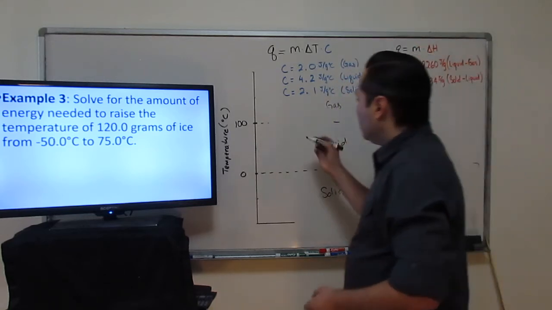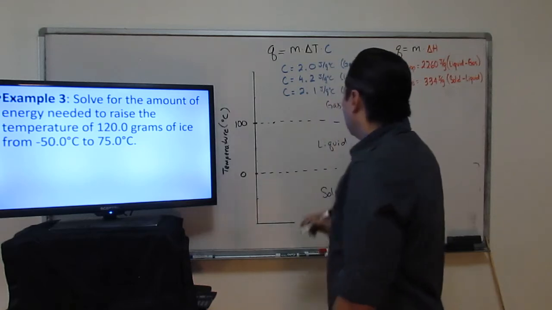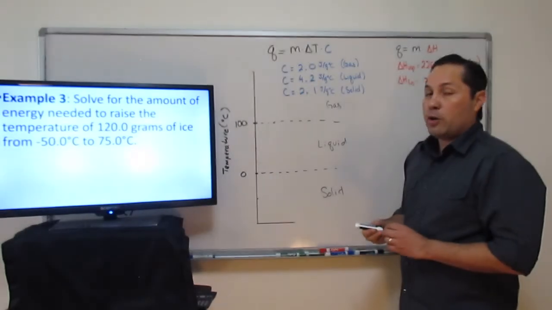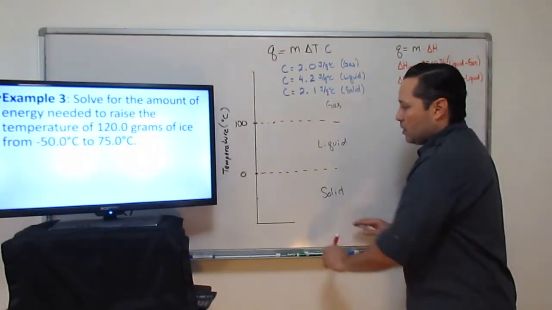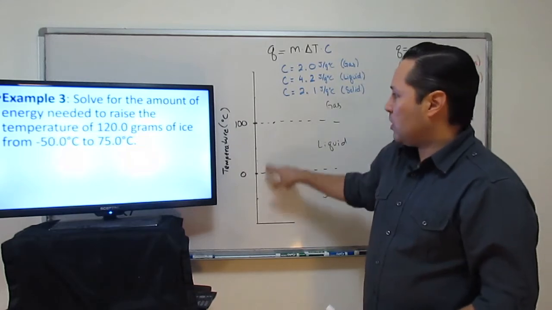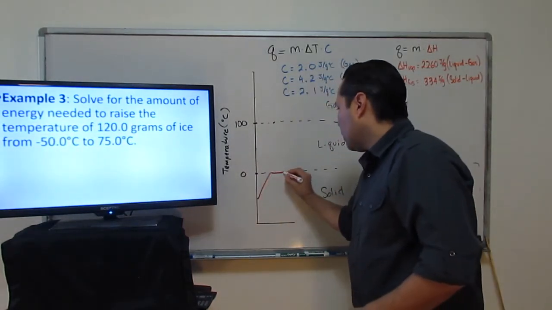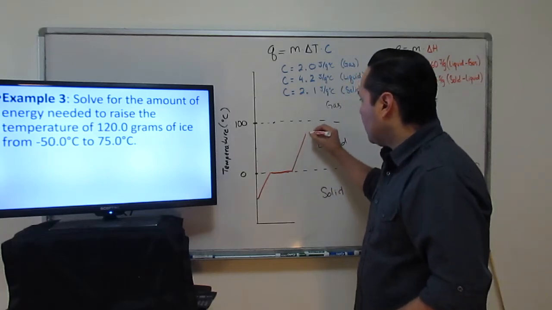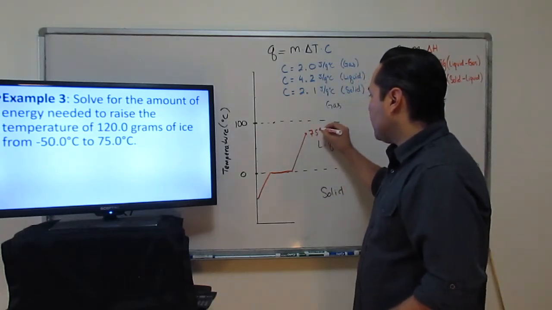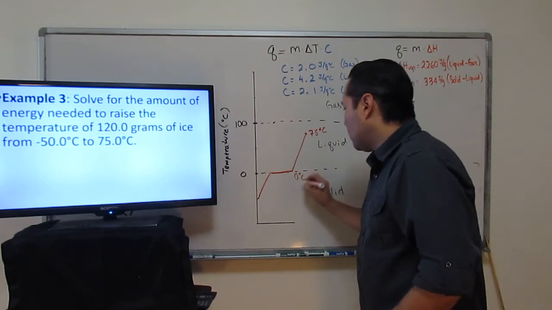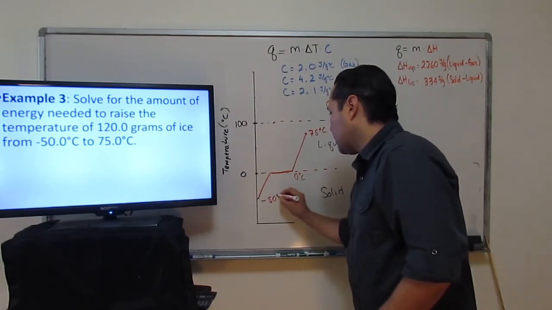All right, so let's go ahead and draw the graph. We're starting at negative 50, so that is below 0, and we're going to finish around 75. So we're going to go up, up, up here. It goes flat for a bit, and then up to here. That's our final spot at 75 degrees Celsius. This is at 0, and this is negative 50 degrees.